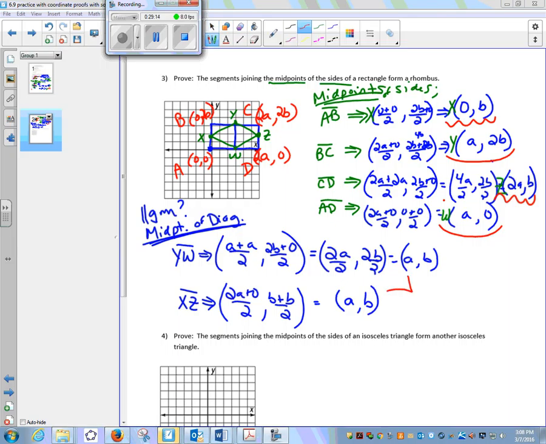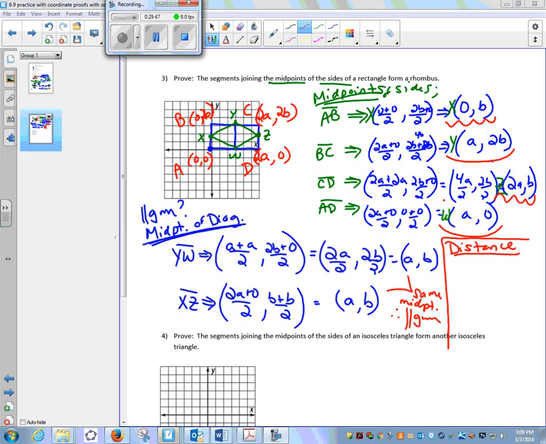So, same midpoint. So the diagonals bisect each other. Therefore, this is a parallelogram. So we've proven it's a parallelogram now. We have to go one step further to show that it's a rhombus. Now, we could do diagonals are perpendicular, right? Because that would do it. Or, like you said, we could do consecutive sides are congruent. So we would have to do distance formula on 2 consecutive sides.